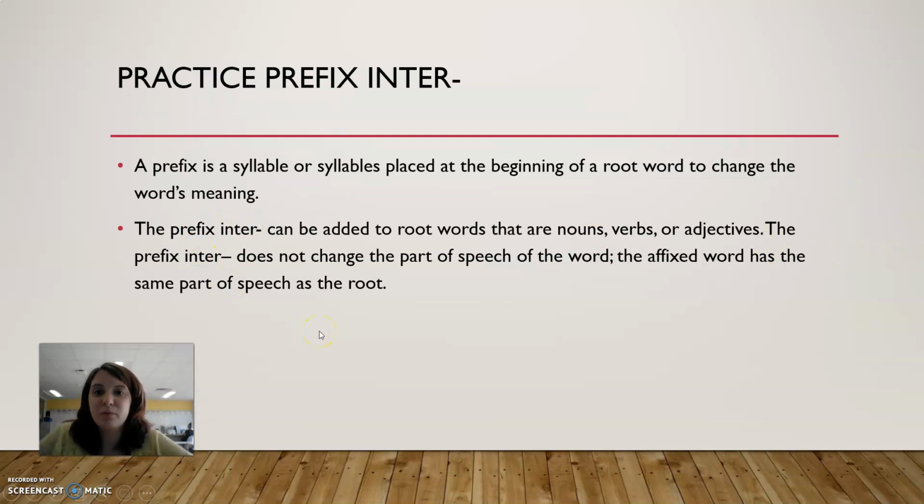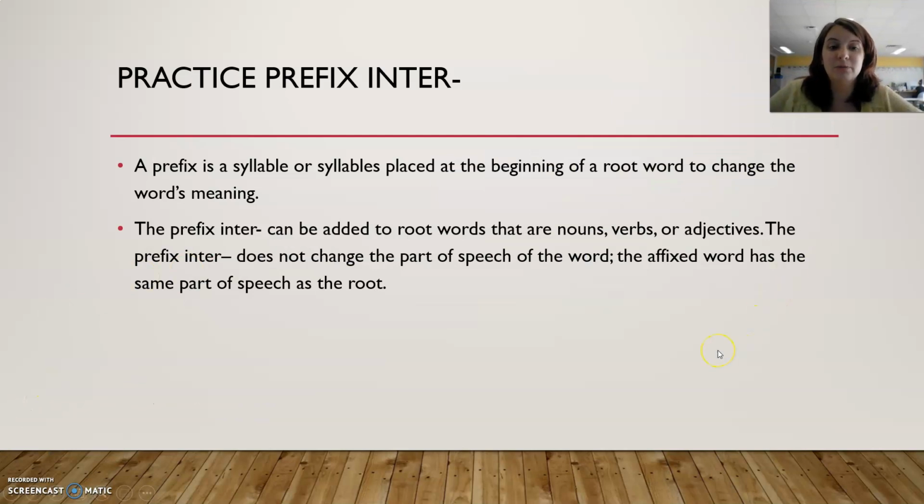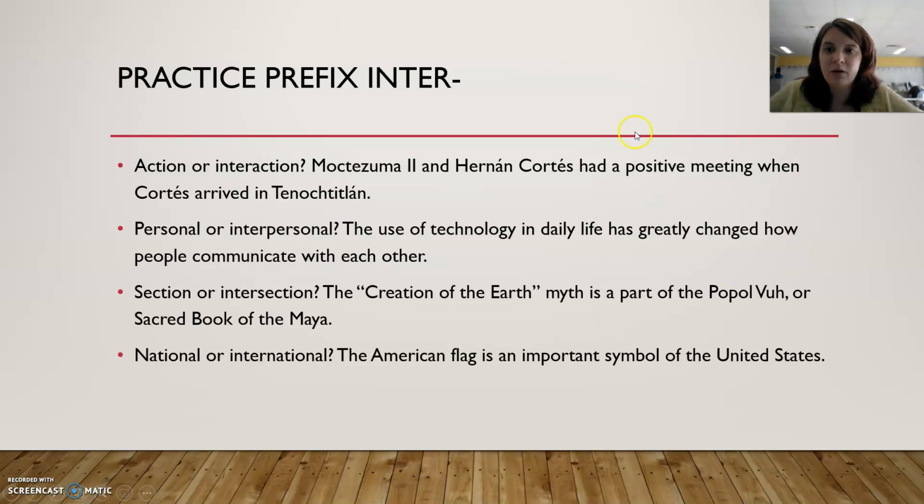So we're going to be looking at the prefix inter. A prefix is a syllable or syllables placed at the beginning of a root word to change the word's meaning. The prefix inter can be added to root words that are nouns, verbs, or adjectives. It does not change the part of speech, and the affixed word has the same part of speech as the root. So we're going to do some practice with that.